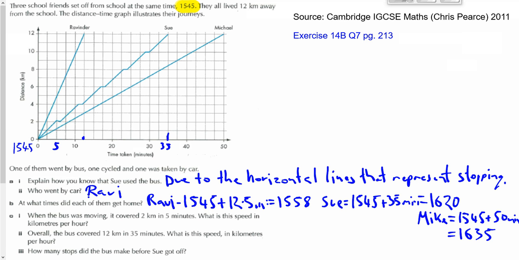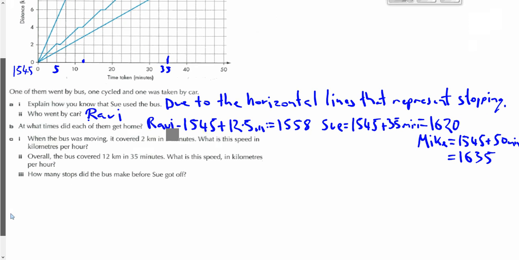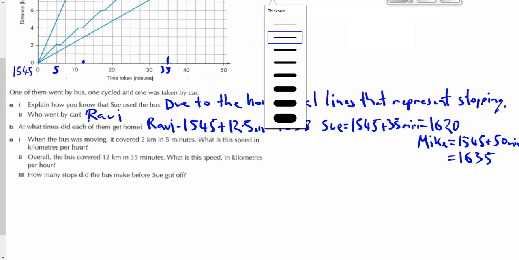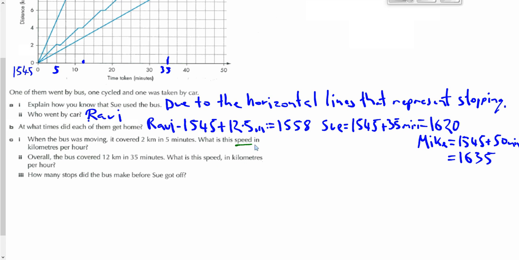All right. That's part A and part B. Let's have a look at part C. When the bus was moving, it covered 2 kilometres in 5 minutes. So let's have a look down here. I'm going to change flavour here. We'll change to green. What was this speed in kilometres per hour?